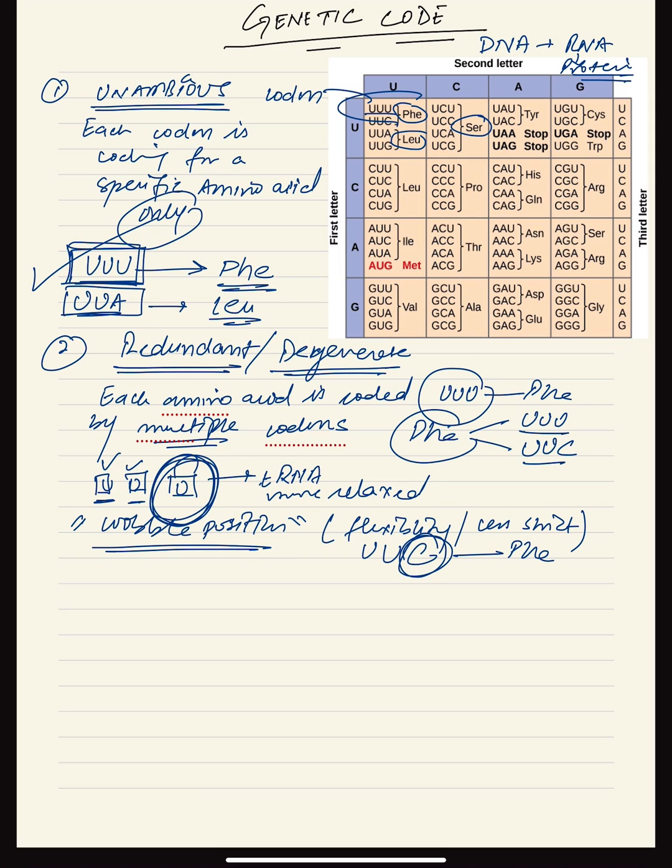Then we also need to know that the genetic code is very universal, right? Means it is preserved throughout life, right?